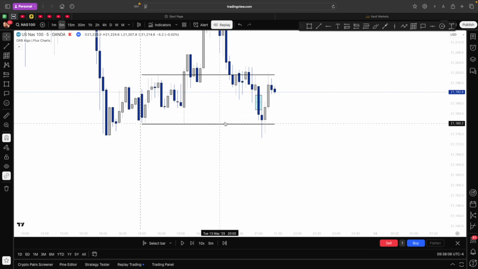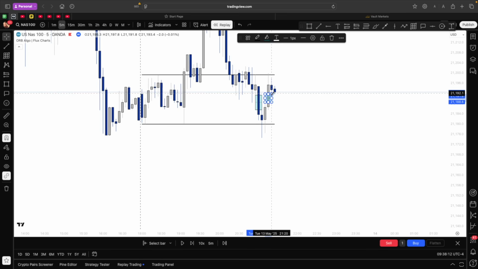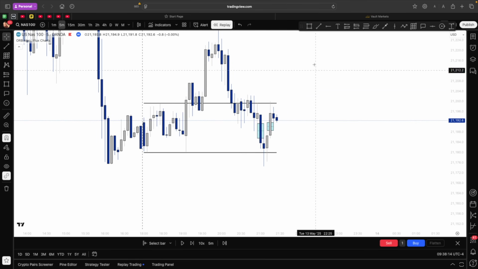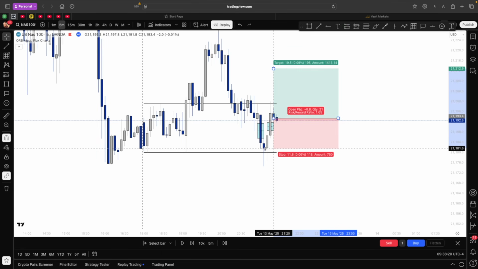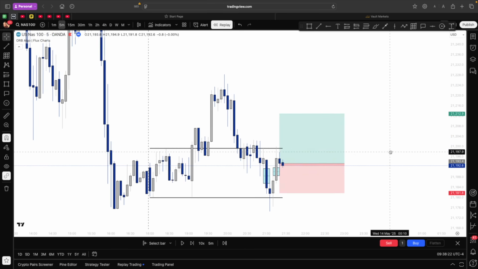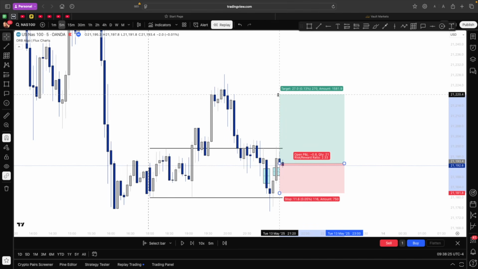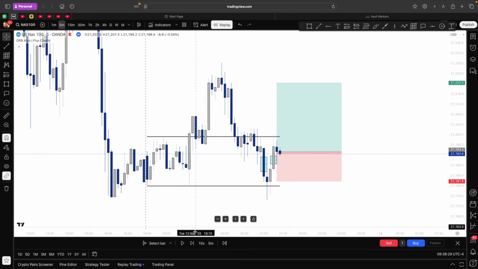So let's have a look. So now we took the downside liquidity. We also left a fair value gap right over here. So let's get into a buy. Stops below the first candle's low. And we can target the next obvious level of liquidity. It will be this fractal high right over here. And let's see what happens.